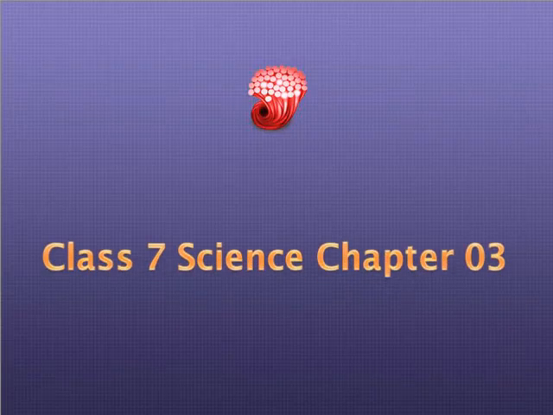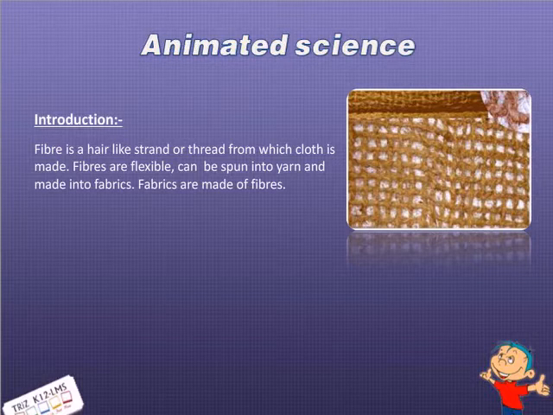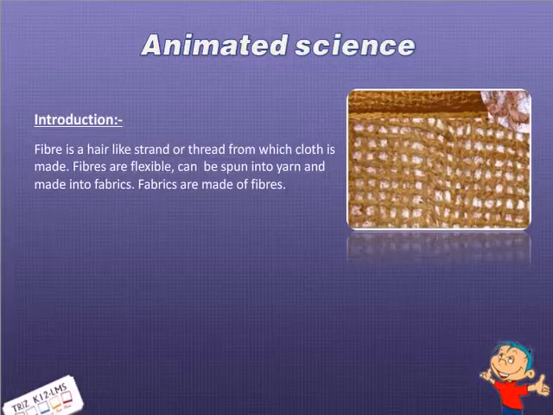Class 7, Science Chapter 3, Fibre to Fabric. Introduction. Fibre is a hair-like strand or thread from which cloth is made.